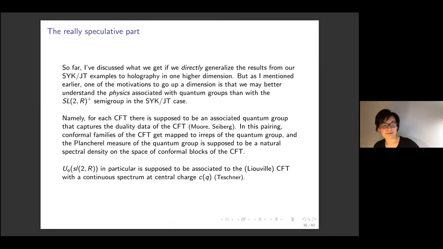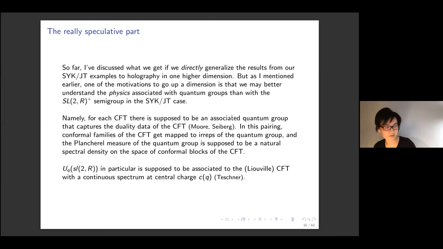So we are now getting very close to the end of the talk, so I'm going to speculate wildly for the next two slides. So far I've just told you what happens if we directly generalize the results from the SYK-JT examples to holography in one higher dimension. But as I mentioned earlier, one of the motivations to go up a dimension is that we better understand the physics associated with quantum groups than with this positive semigroup in the SYK-JT case. Namely, according to some work from the 80s, there's supposed to be a pairing between quantum groups and CFTs, where for every CFT, there's supposed to be some associated quantum group whose 6j symbols can be converted in some known way to braiding and fusion matrices of that CFT.